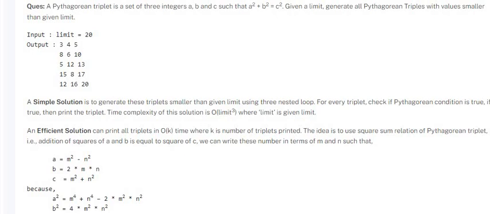So if your limit is 20, your output is 3, 4, 5; 8, 6, 10; 5, 12, 13; 15, 8, 17; and 12, 16, 20. Up to 20 you are supposed to generate Pythagorean triplets.